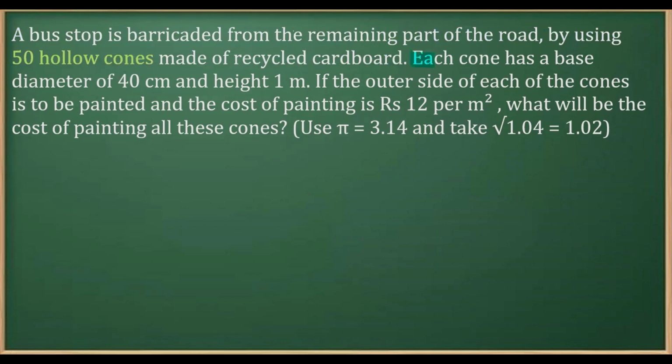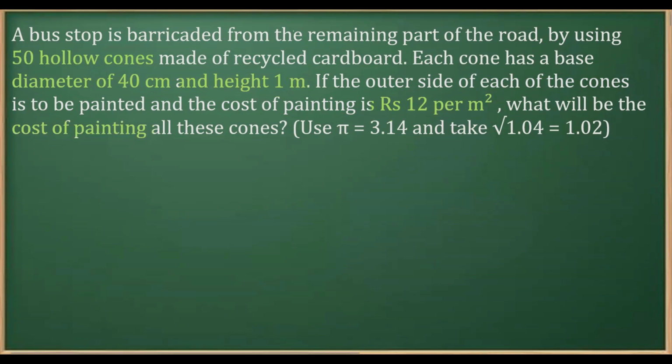Now further it says that each cone has a base diameter of 40 centimeter and height as 1 meter. So now the other information we should keep in mind is that the diameter of the base is 40 centimeter and the height is 1 meter. Further it says if the outer side of each cone is to be painted and the cost of painting is given, that is rupees 12 per meter square. That is, for every 1 meter square we have to pay rupees 12. So what will be the cost of painting? We have to get the cost of painting.